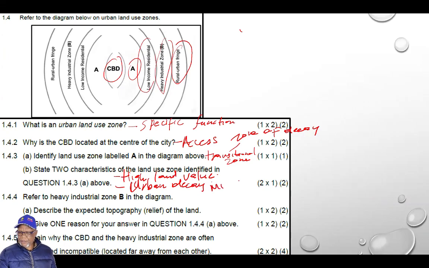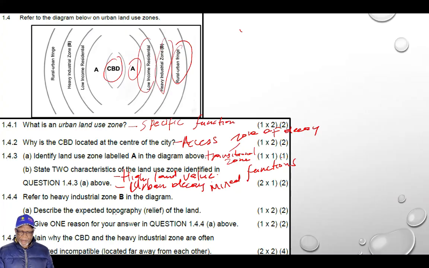And then another characteristic is that it has mixed functions. So what do you mean by mixed functions here? Residential areas can be found here. It can also have businesses that can be found here. So it has got more than one type of function. It's got mixed functions, both commercial and residential.